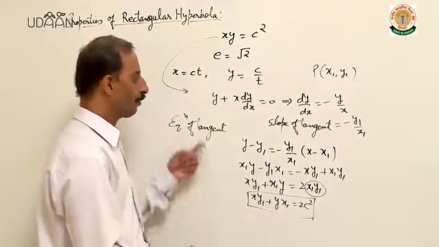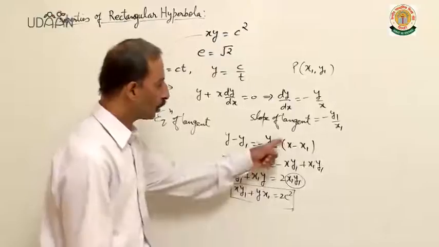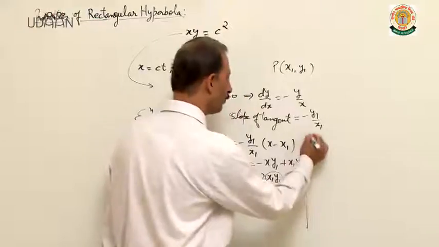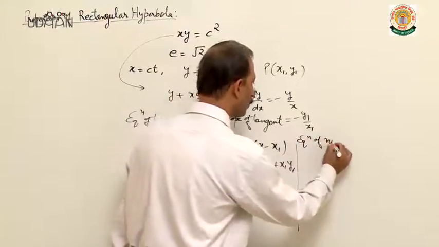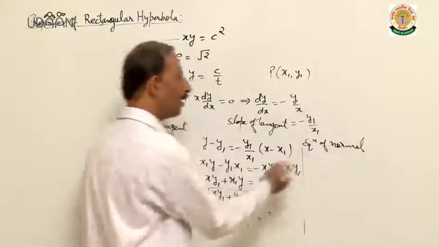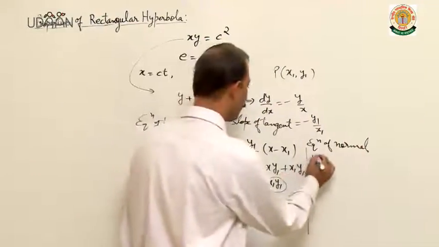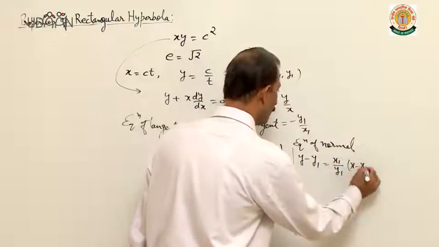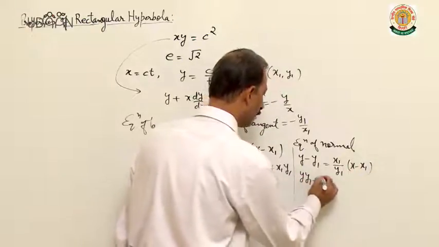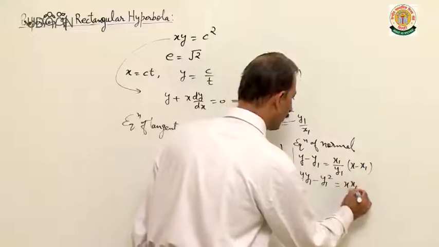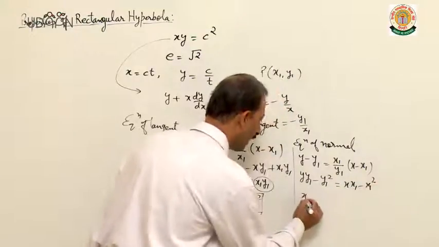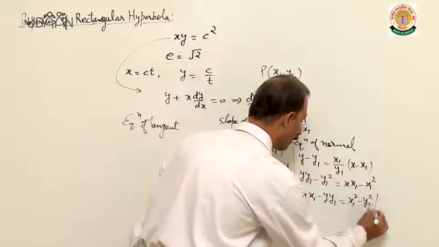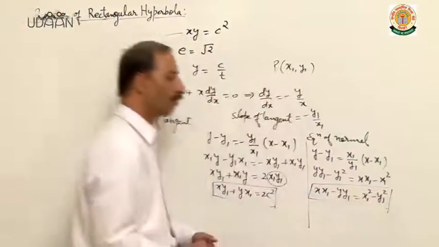Now we can find equation of normal also. In case of normal, slope will be changed. So what is the slope? If you are finding the equation of normal, so slope will be x1 upon y1. So I will replace this by x1 upon y1. That is the slope of normal. Simplify this, you will get x1 y minus y1 square is equal to y1 x minus x1 square. So x1 x minus y1 y is equal to x1 square minus y1 square. That is known as the equation of normal in point form.